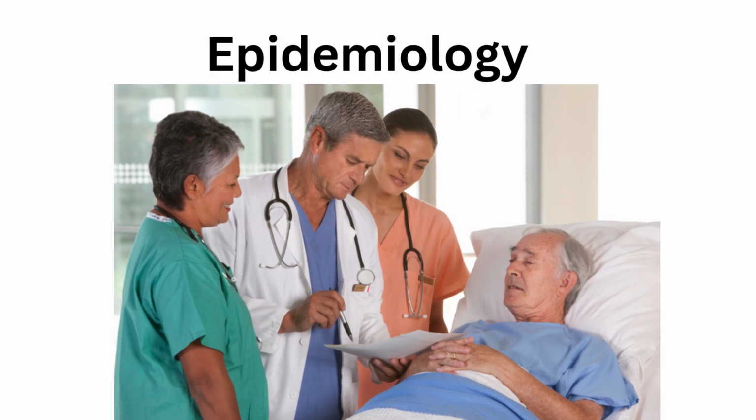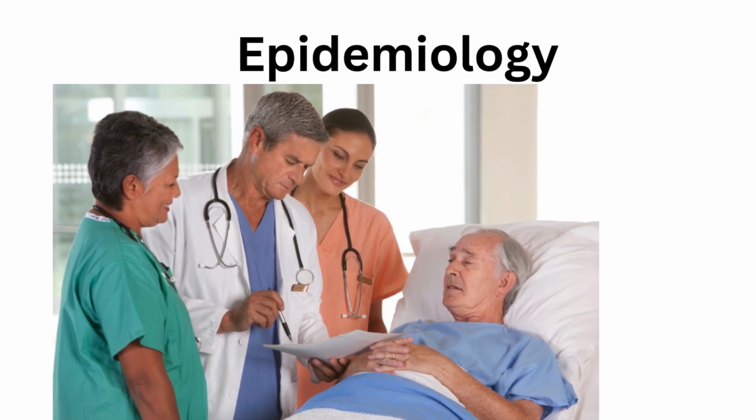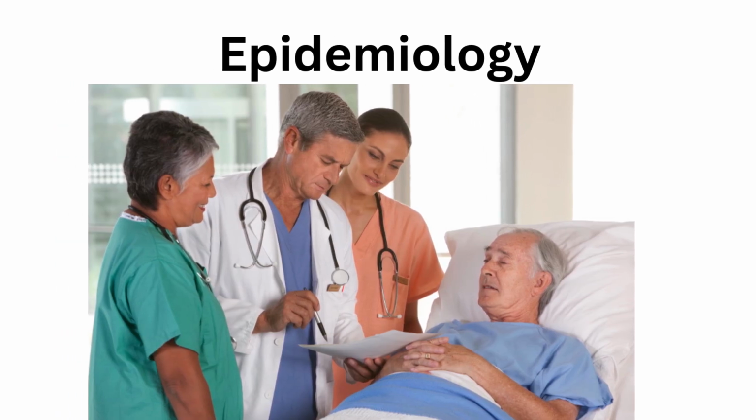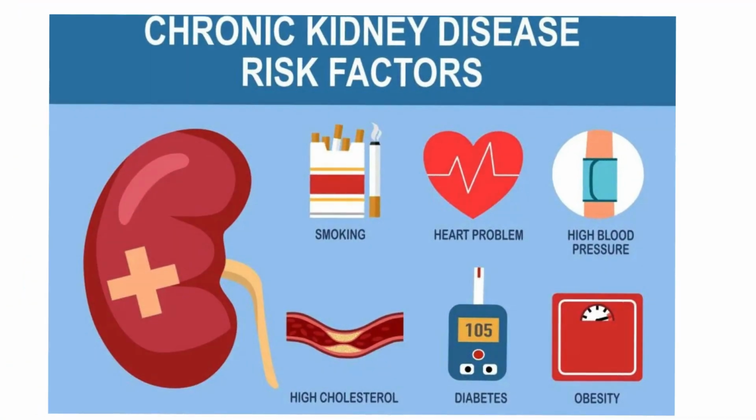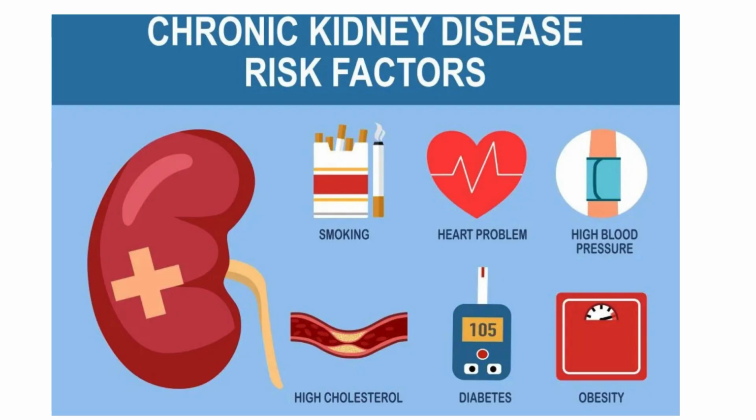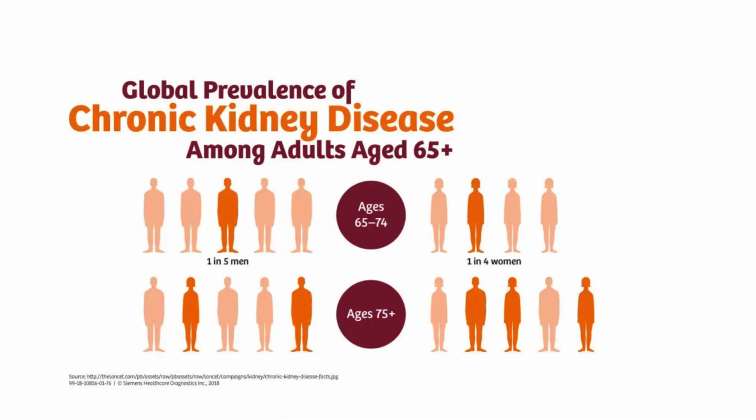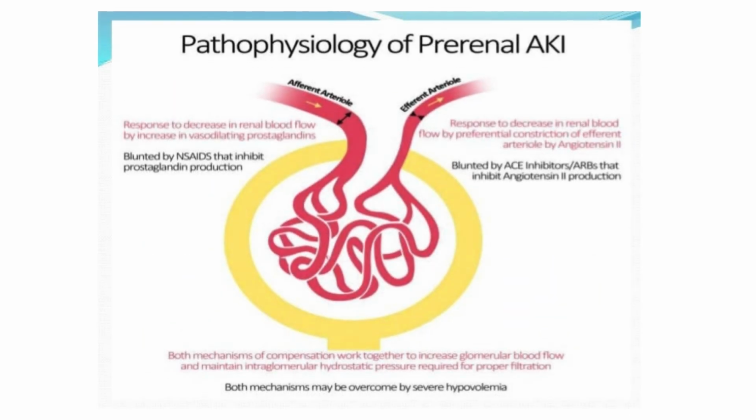Epidemiology: acute kidney injury is common, particularly in hospitalized and critically ill patients. It affects approximately 10 to 15% of hospitalized patients and up to 50% of patients in intensive care units. Older individuals with diabetes, hypertension, or heart failure, or pre-existing kidney disease are at higher risk. Acute kidney injury is associated with increased mortality, especially when severe or untreated.